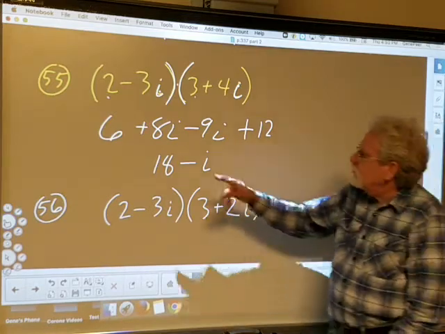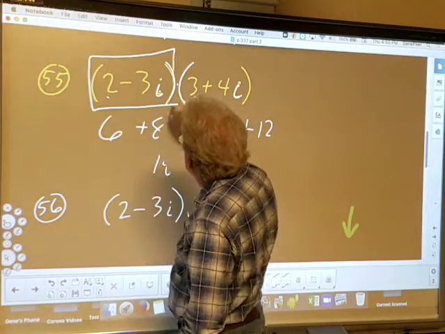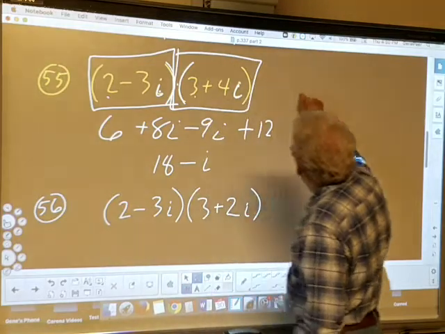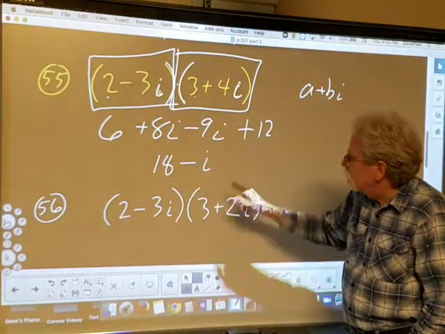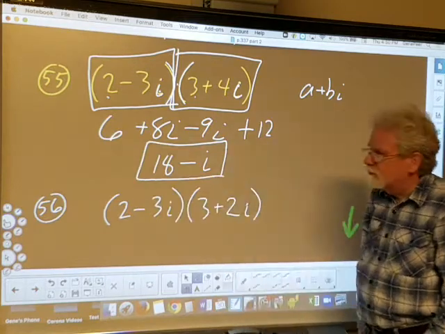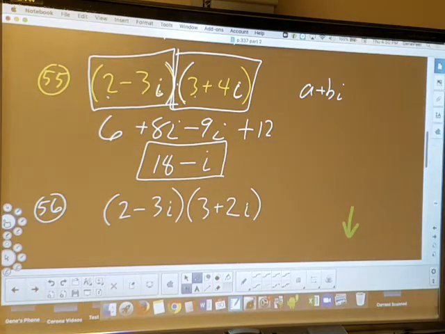Cool thing about this is, when you multiply two complex numbers, a plus bi, you always get another complex number. Pretty cool concept.